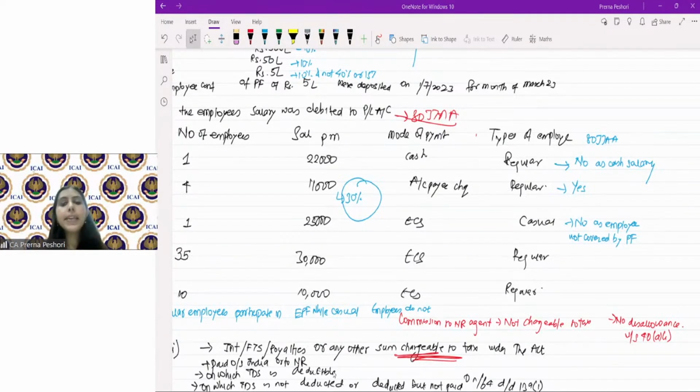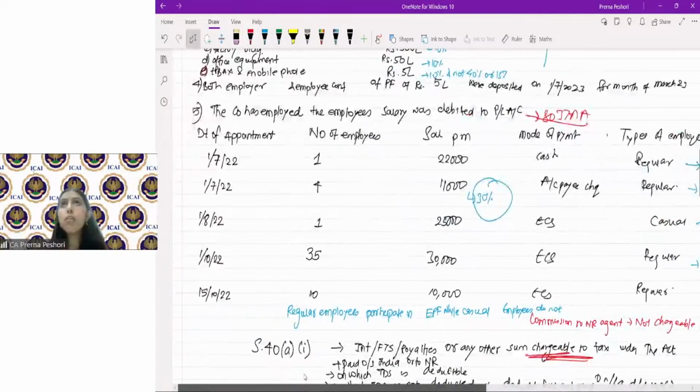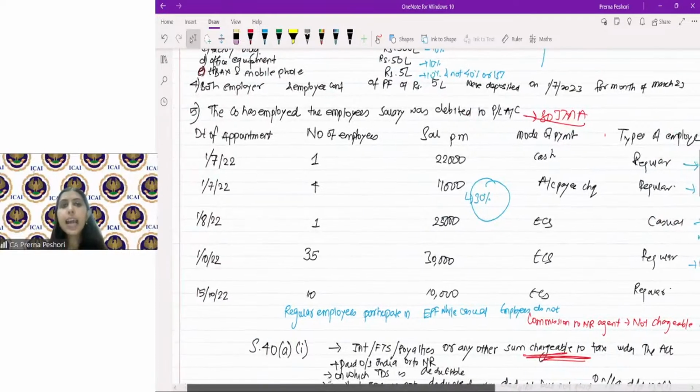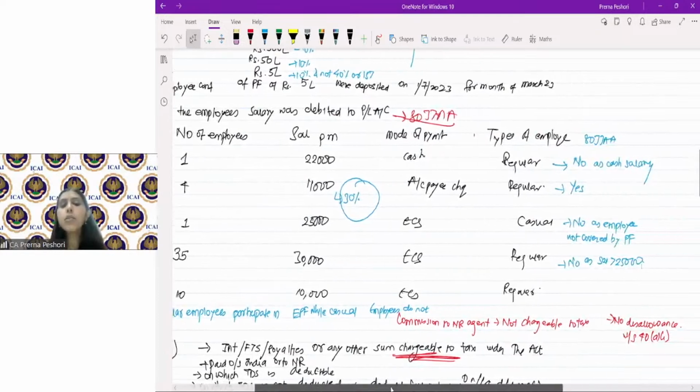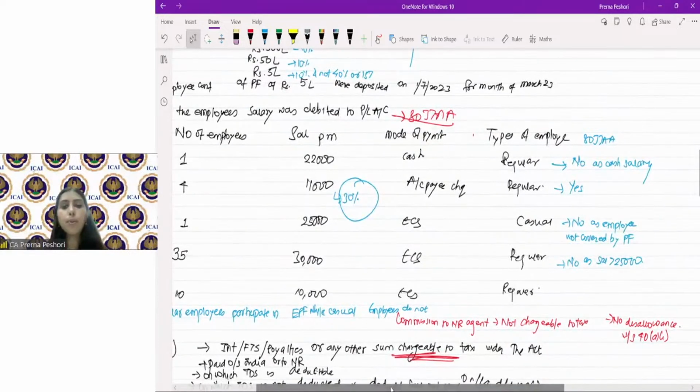Not allowed, because the salary is more than 25,000. So again, not covered as salary is greater than 25,000. Fine. The last one. The employee is hired on 15th October 22. Salary is 10,000 and the amount is paid by ECS. He's a regular employee. Yes, correct.